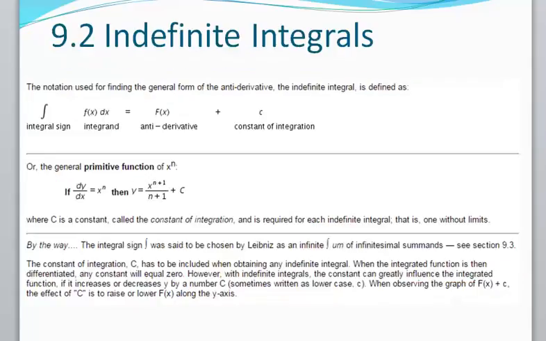Looking at indefinite integrals. The notation used for finding the general form of the antiderivative, the indefinite integral, is defined as the integral sign, then the integrand, is equal to our antiderivative plus a constant. We never know what this constant is until we have an application we can apply it to. Our integrand is what we're integrating and our antiderivative is what we end up with, plus our constant.